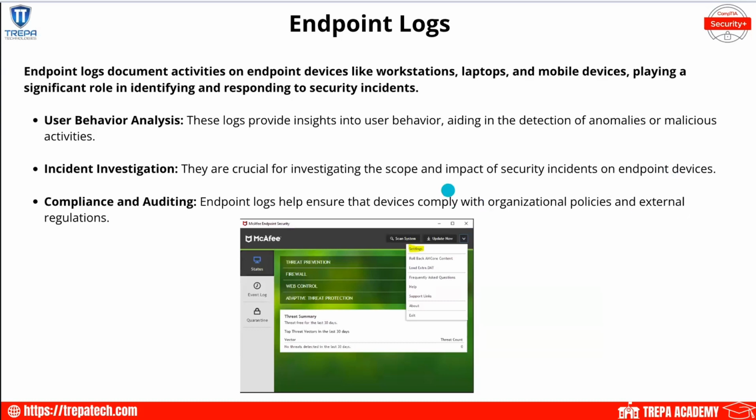Endpoint logs. So endpoint logs document activities on endpoint devices like workstations, laptops, and mobile devices. So from the endpoints, right? When we ingest those logs, we want to start doing some user behavior analysis. Typically, like if most incidents happen because of a phishing email, endpoint logs are going to be one of the critical things in that incident response. Like, okay, how did this happen? Let's go through this user and let's see what they downloaded.